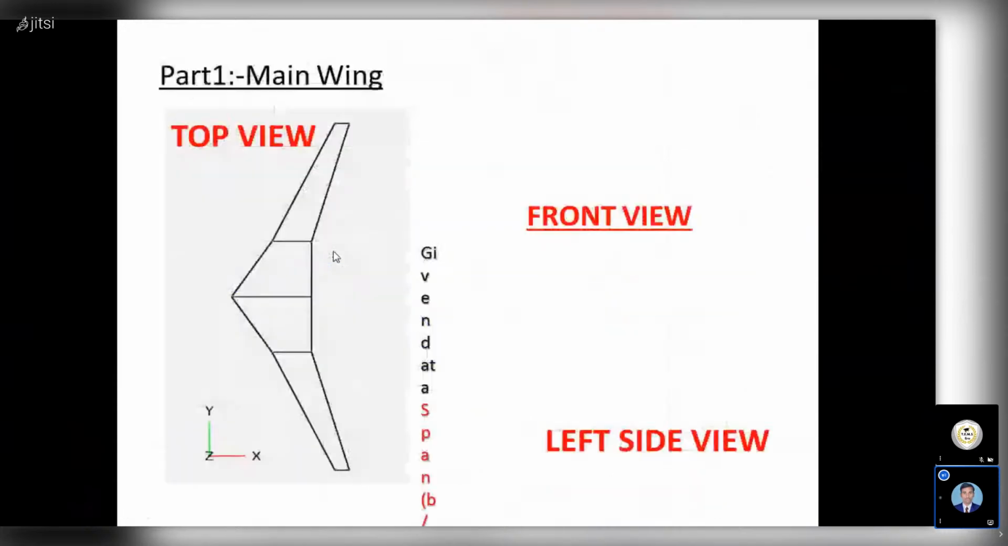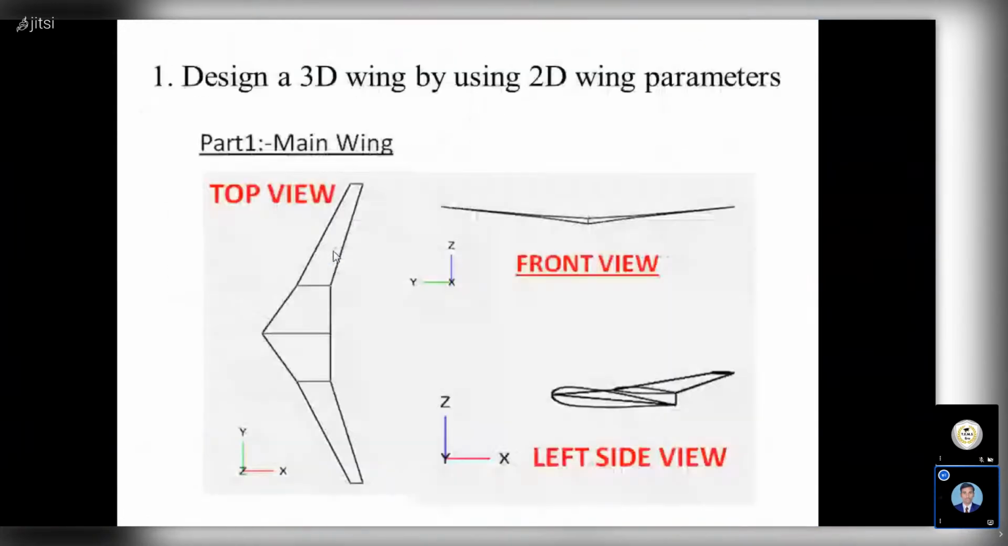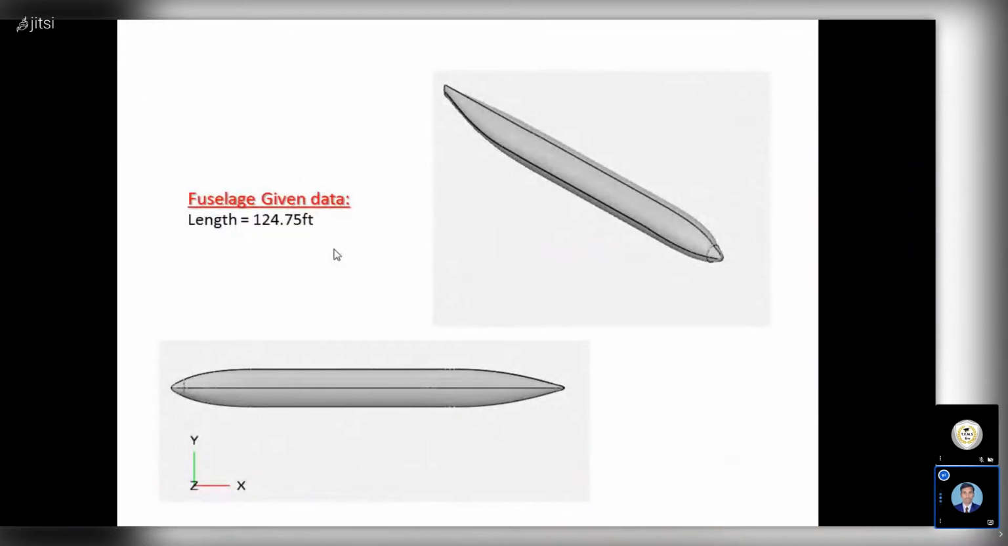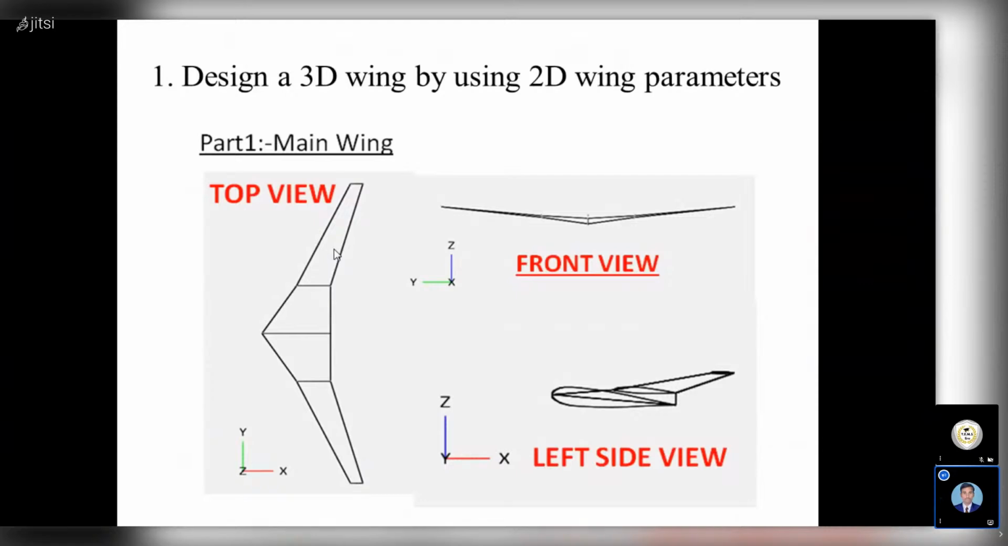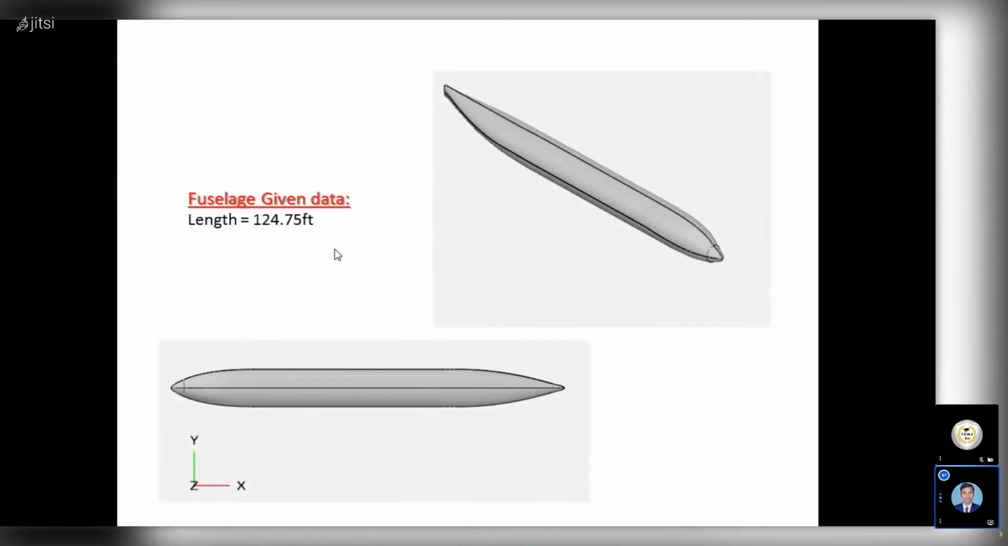And in the next slide, I have even mentioned the sections. So this is our second component, because the first component, the main wing, was done in our last class. Today we will design this fuselage. The overall length is 124.7 feet, and the other parameters I have already shown. Using those fuselage parameters, we have to create and design our fuselage in the Open VSP software.